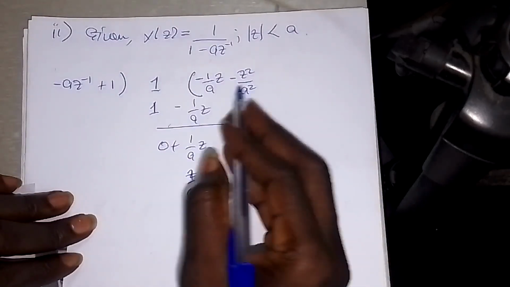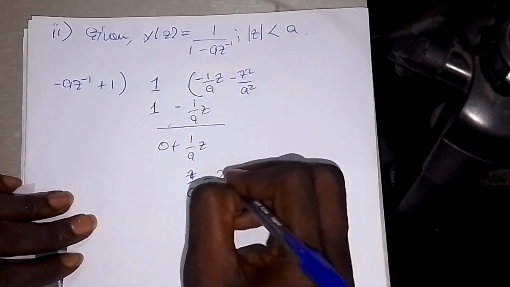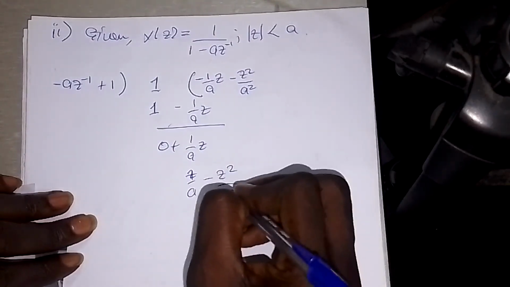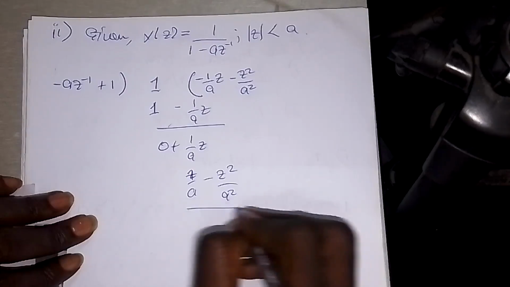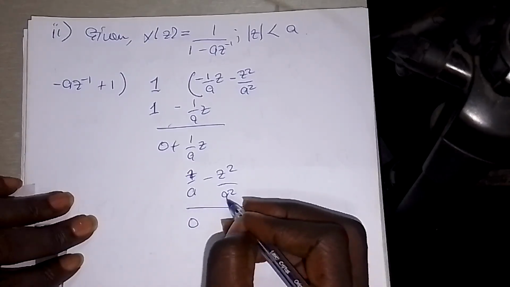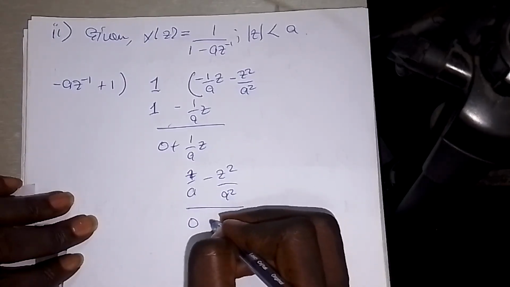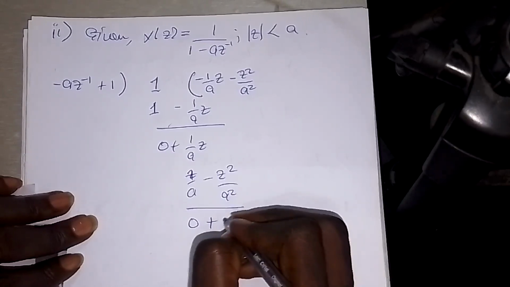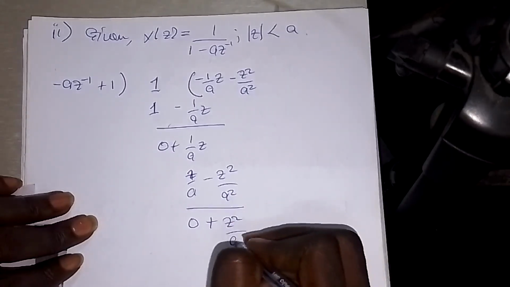So now this one times this one, I'll get what? Minus what? Z squared over what? A squared. Okay, so now if I subtract, I'll get what? 0. Okay, I'll get here to be what? Positive z squared over what? A squared.